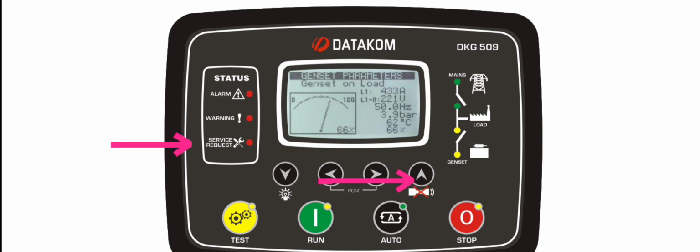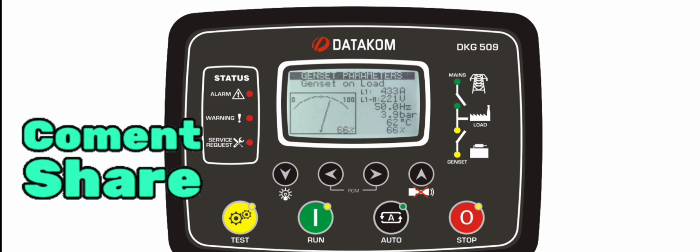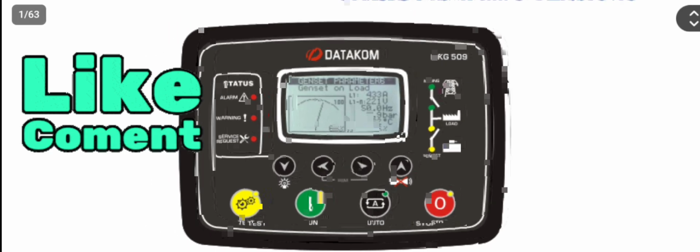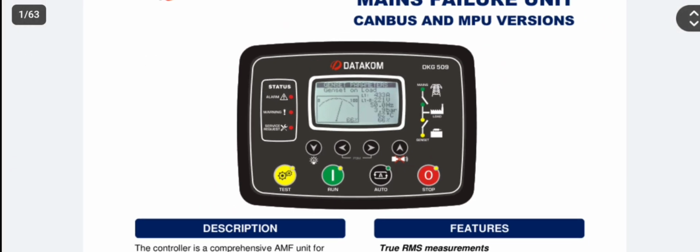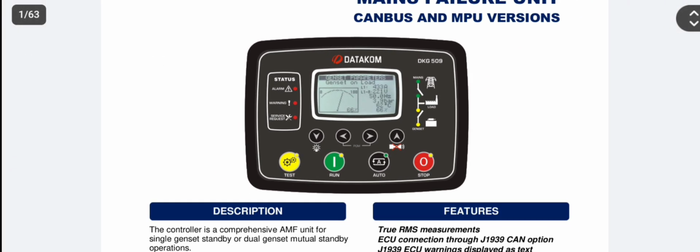And finally the service request: that means we set 200 after an oil and filter change, or some technician sets it for 250 hours. This detail was all about the front view and all the navigation key and indication lights. Now we are moving on to explain the complete wiring diagram of this controller.